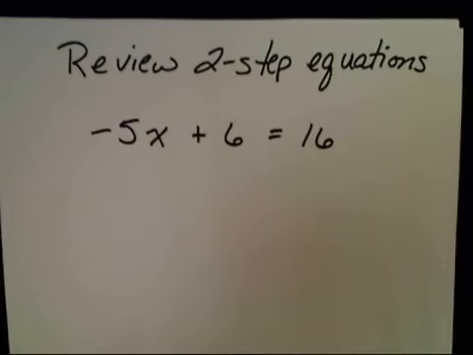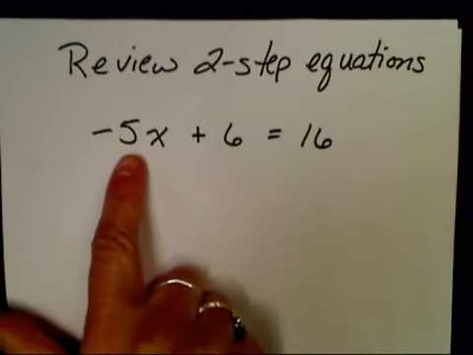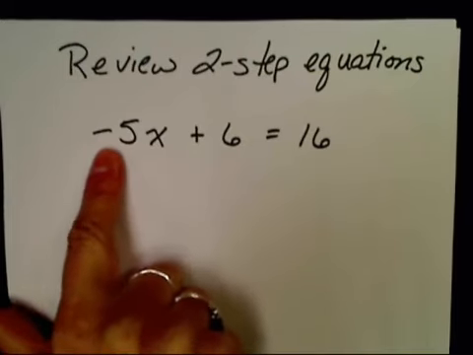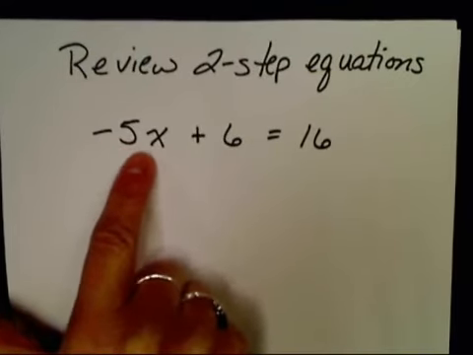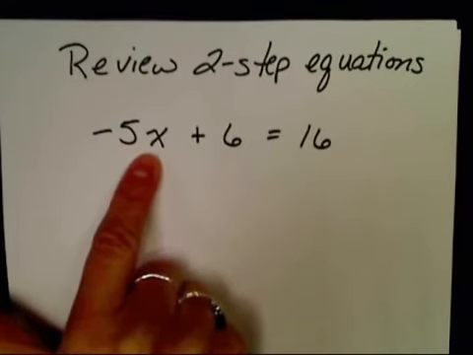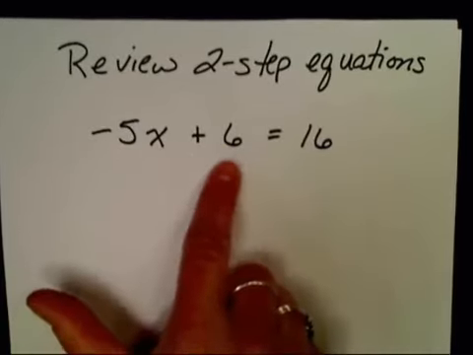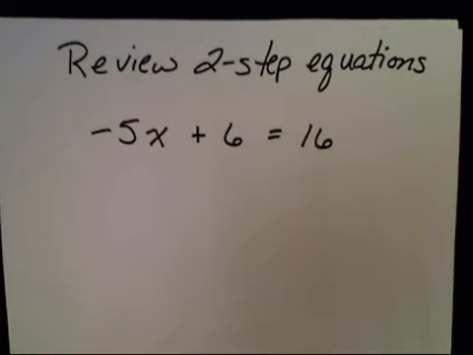Okay. Once again, here we have a two-step equation. We know it's a two-step equation because we have this negative 5x. Remember, that's a negative in front, not a subtraction sign. There's nothing between the number and the letter, so we know that that's multiplication. Negative 5x plus 6 is equal to 16. So we have the multiplication and addition on one side of the equal sign, and just a single value on the right side of the equal sign.